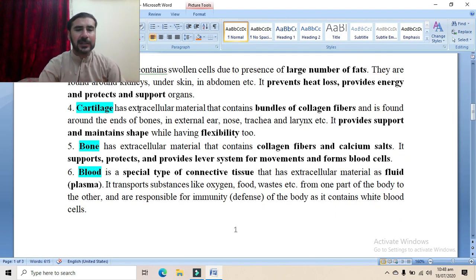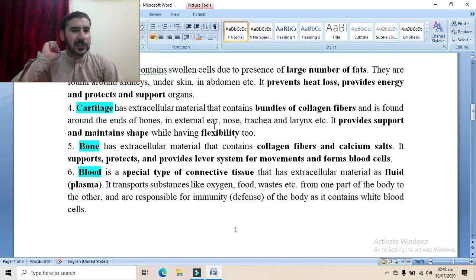Fourth category, cartilage has an extracellular material that contains bundles of collagen fibers. The cartilage is found around the ends of bones and in the external ear. This is the external ear. So this is the fleshy part, but inside it, this hard structure is basically the cartilage structure. It is made of cartilage. It is found in the nose, here. It is found in the trachea, in the respiratory tract, and in the larynx, etc.